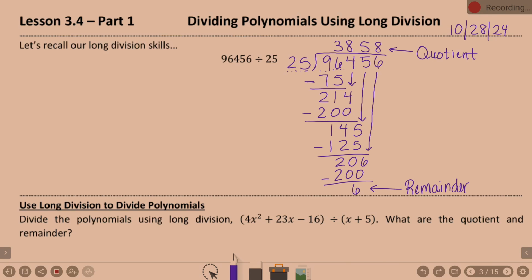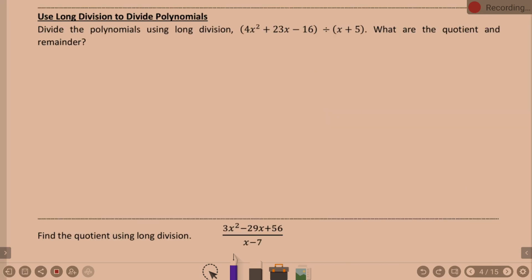Okay, let's transfer to algebra. There's going to be some of these pieces that you needed to know, which is why we went through long division. But there's going to be some tweaks that are a little bit different. Okay, so divide the polynomials using long division. What are the quotient and remainder? So let's start basic. Let's set it up. What goes in the box? 4x squared plus 23x minus 16.